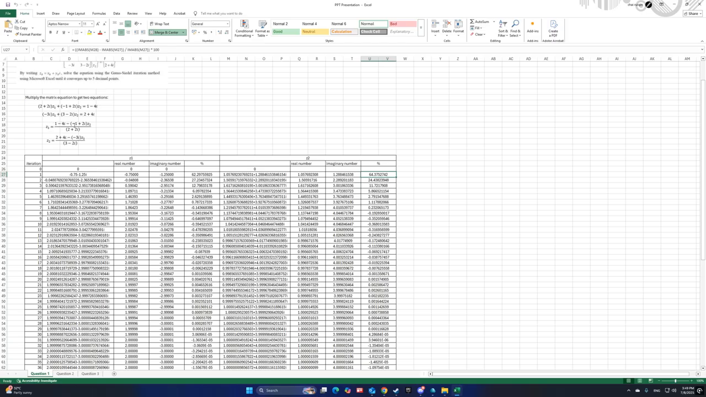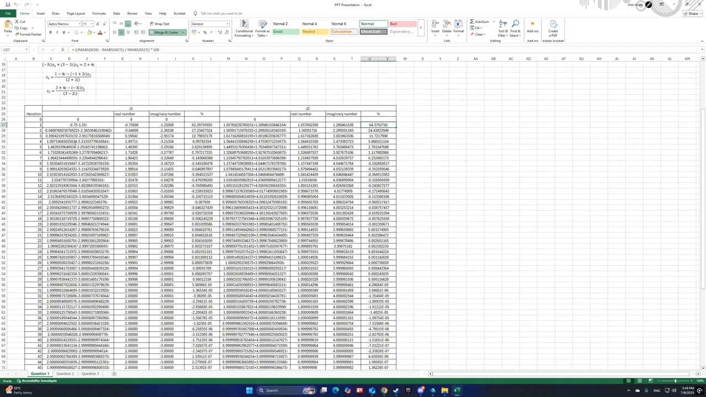We can divide to isolate each variable. So z1 is equal to (1 minus 4i minus (negative 1 plus 2i) z2) divided by (2 plus 2i). And z2 equal to (2 plus 4i minus negative 3i times z1) divided by (3 minus 2i). In order to obtain the iteration, we need to build an Excel sheet.